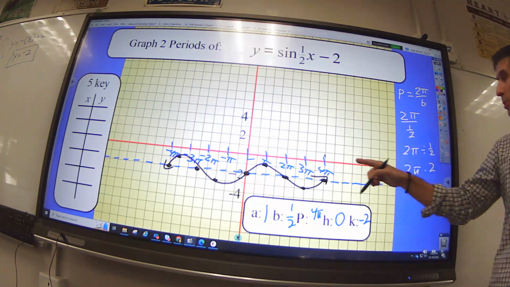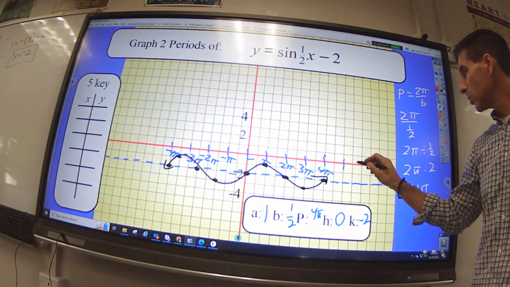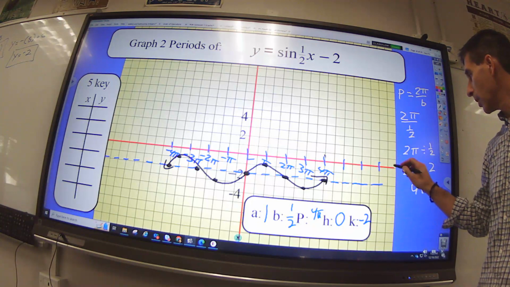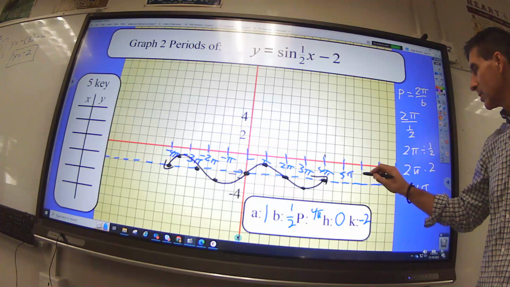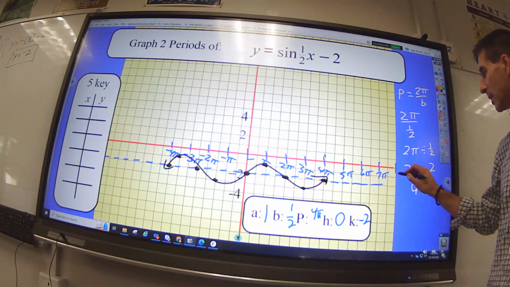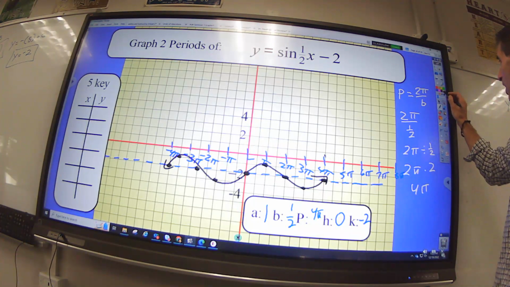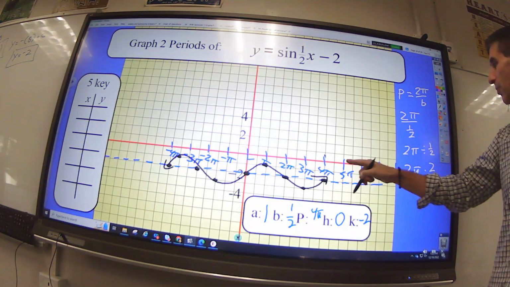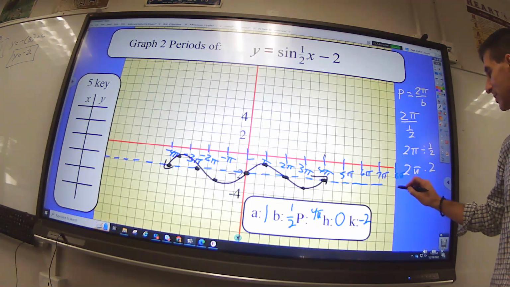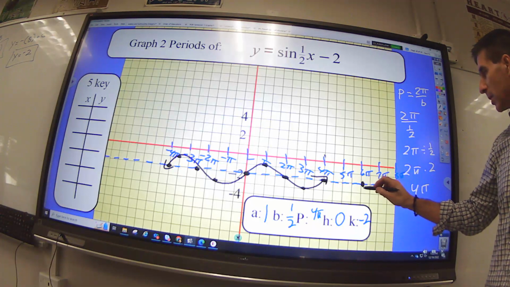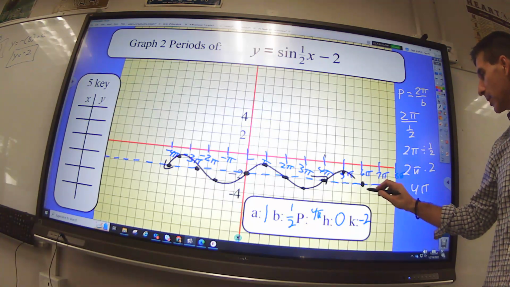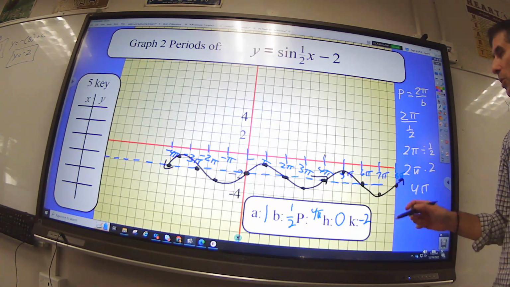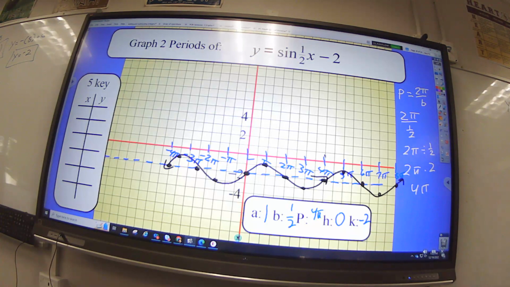Let's go this way. Let's do 5 more. 1, 2, 3, 4, 5. 4 pi, 5 pi, 6 pi, 7 pi, 8 pi. Okay, 5 key points. First is 0, last is 0, middle is 0, then I go up 1, and I go down 1, and then there's another period. You'll have to do only 2. Do the eyeball test. Does it look okay? I think it looks okay.